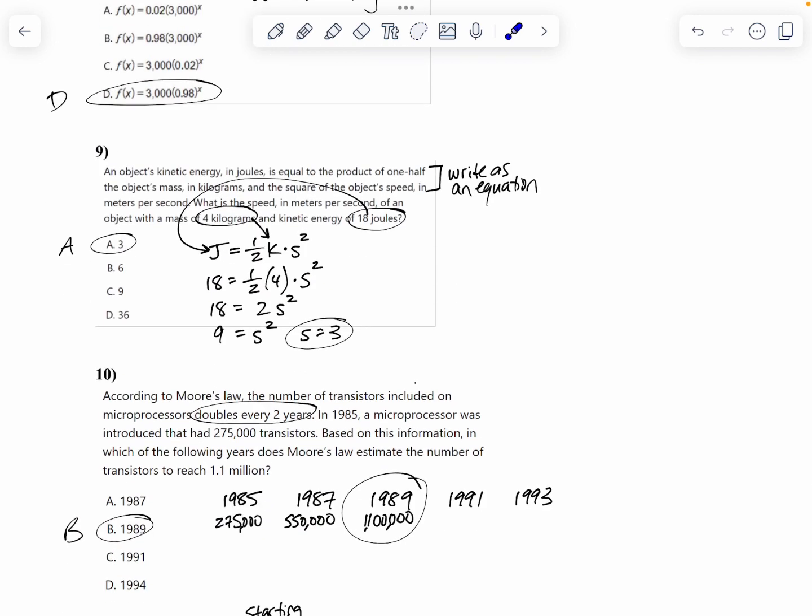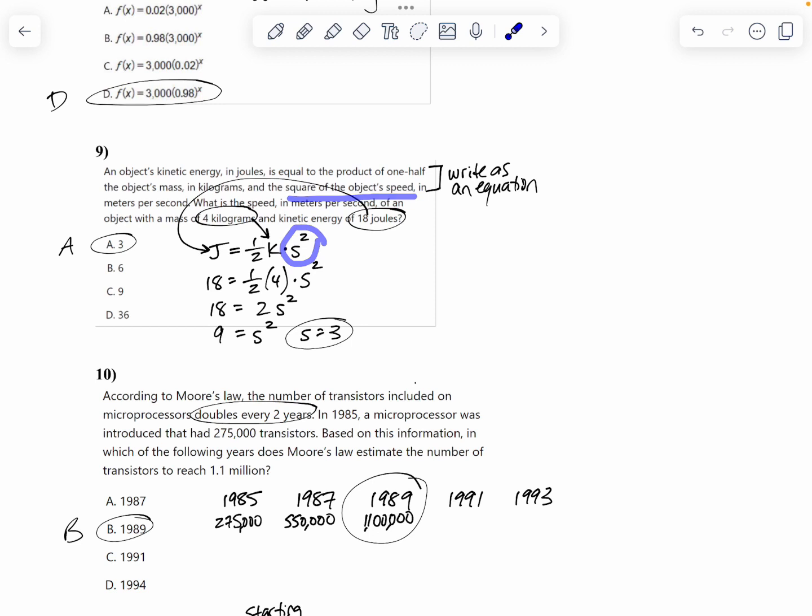Number 9, we have an object's kinetic energy in joules is equal to the product of... I'm stopping here, and I'm going to start writing an equation. We have kinetic energy in joules, so I'm going to put J, is equal to, so I have an equal sign, the product of, product means multiply, 1/2, so I've got the 1/2, times, let's see, the mass in kilograms, so I'll use a K for kilograms, and, so I'm multiplying again, the square of the speed. So I'll put S squared.